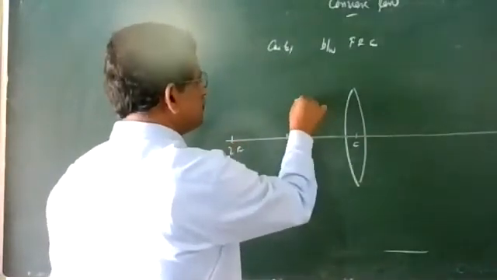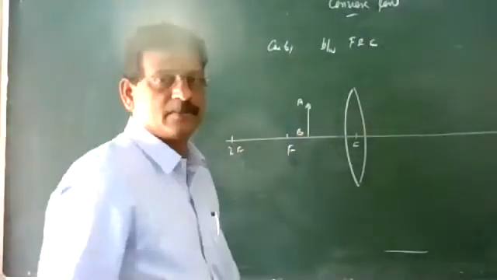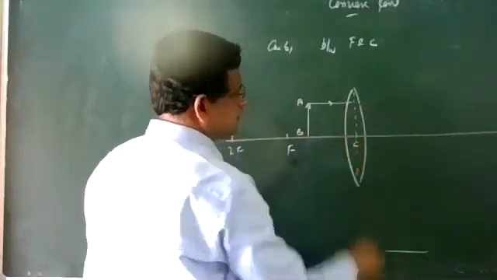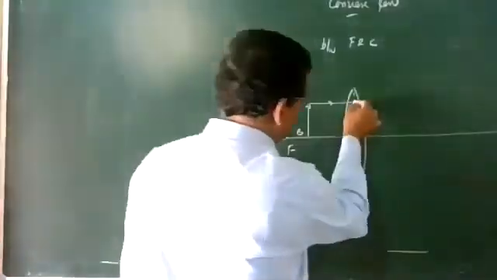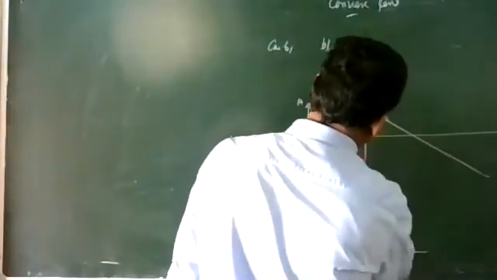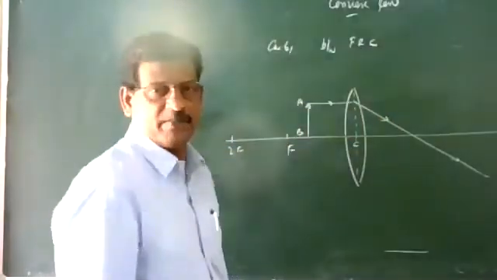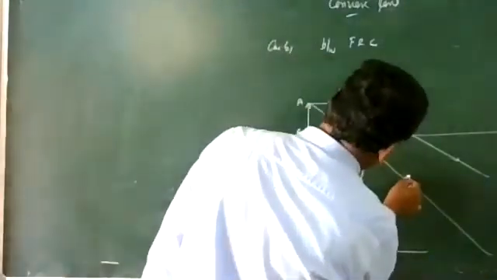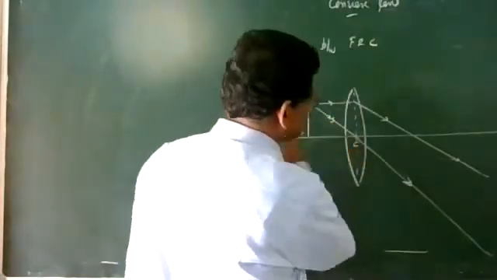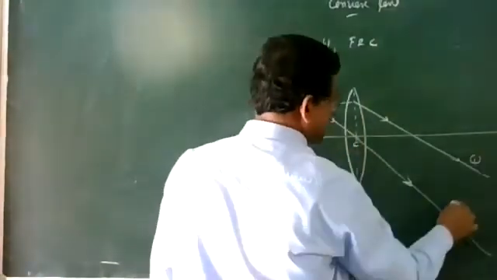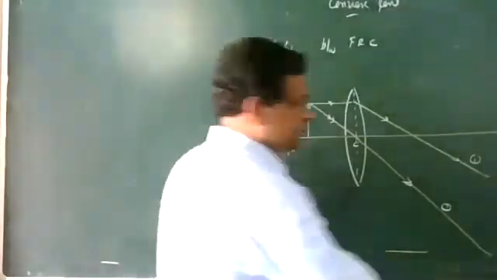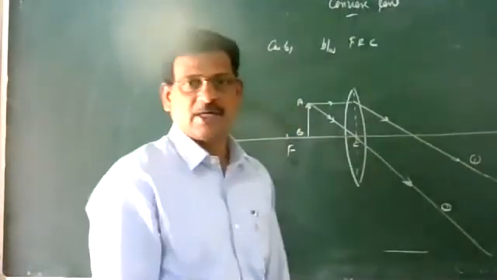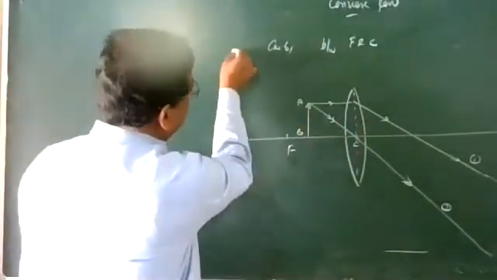A is your object. First ray is diagonal. After refraction it passes through the focus. Second ray passing through the optic center goes without any deviation. You can see the first and second ray are not at all meeting on the right side. You are standing and observing; you can see that these two rays are diverging.